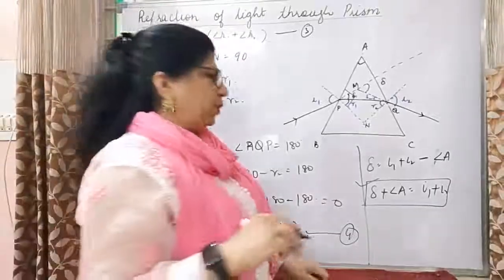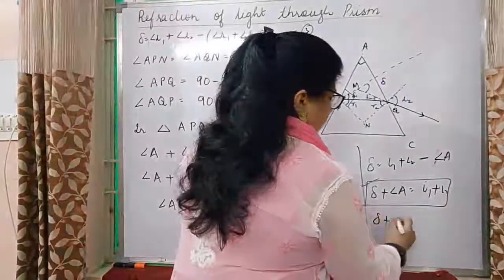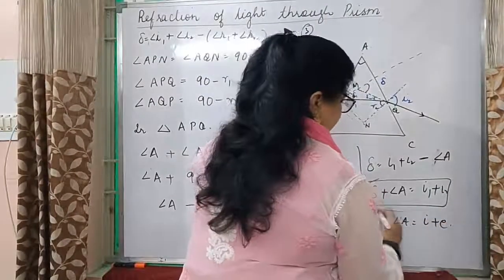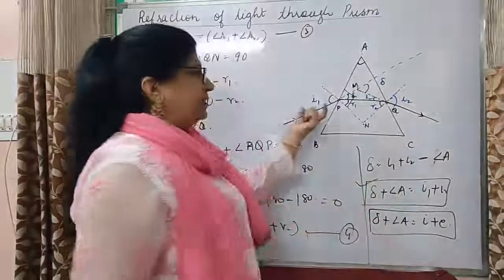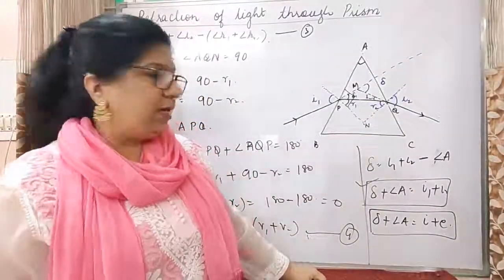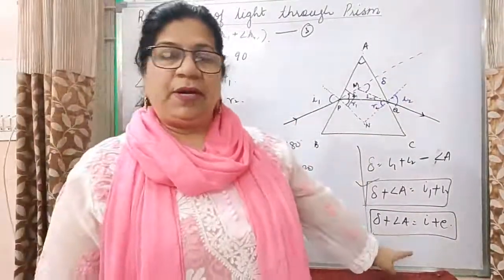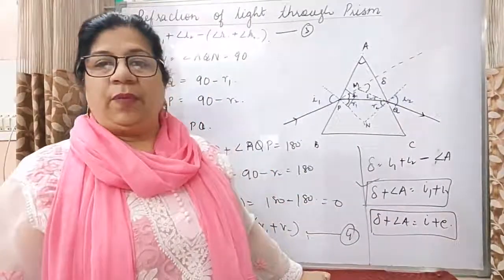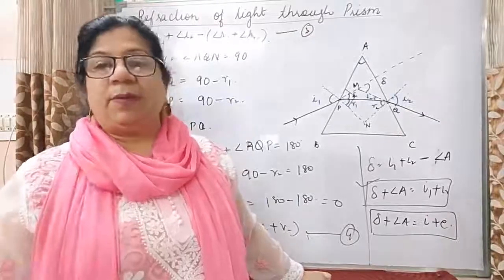I also want to tell you that this can be written as I plus E. Angle I1 is the incident angle and I2 is the emergence angle. So I plus E can also be written here. This can be used or this can be used, and later on we'll see in what ways it can be used. Now we'll discuss the factors.